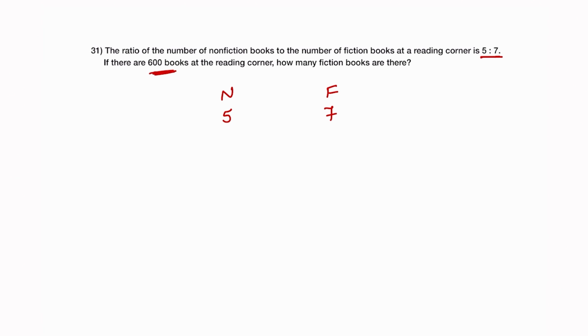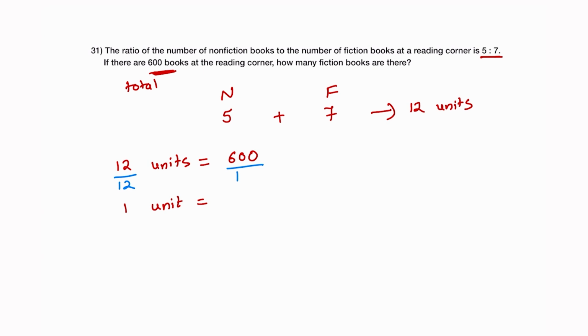So the 600 represents what? It represents the total. So here how many total units do we have? So we add it. So basically that's 12 units. Okay, so 12 units is how much? 600. So 1 unit will be how much? We have to divide both sides by 12. So divide by 12 and divide by 12. So this will cancel out, right? So that's 1 unit. And we know 60 divided by 12 is 5. And this 0 comes here. So that's 50. So 1 unit is 50.